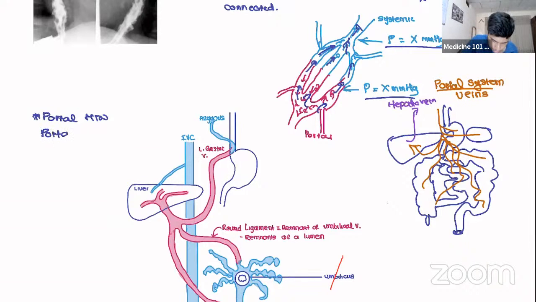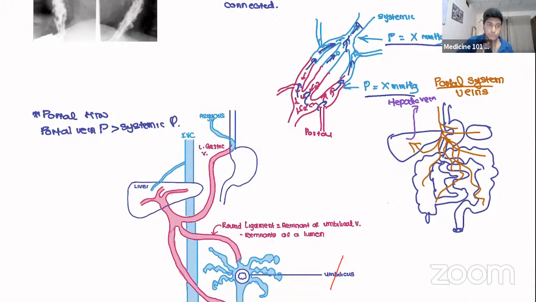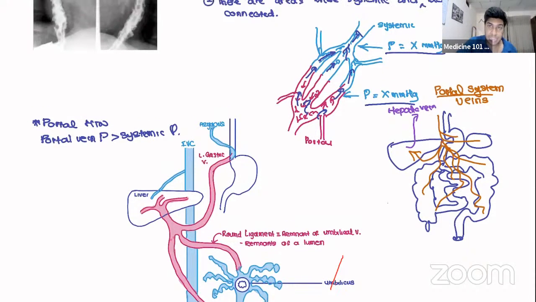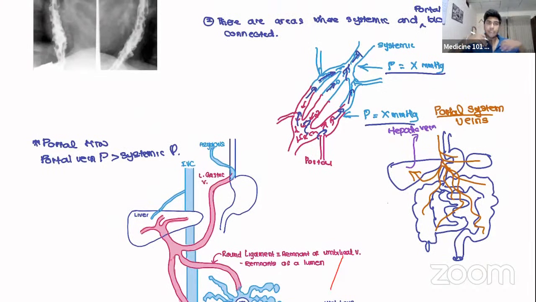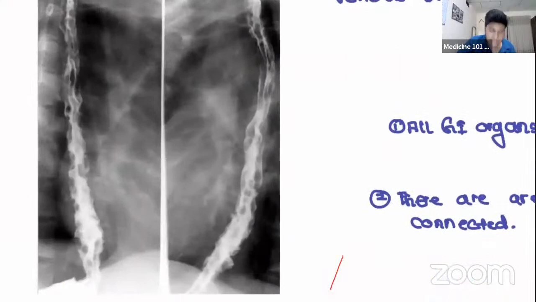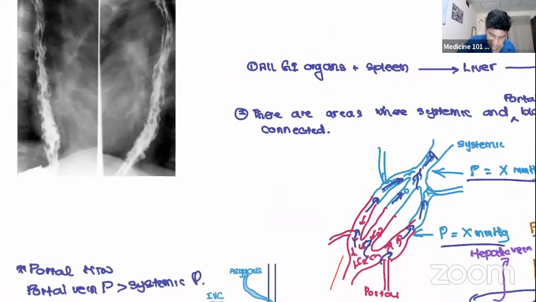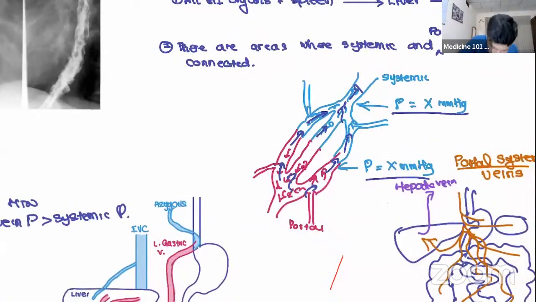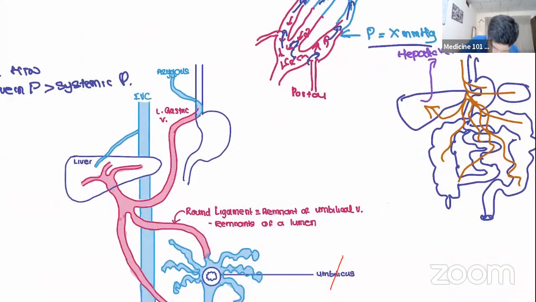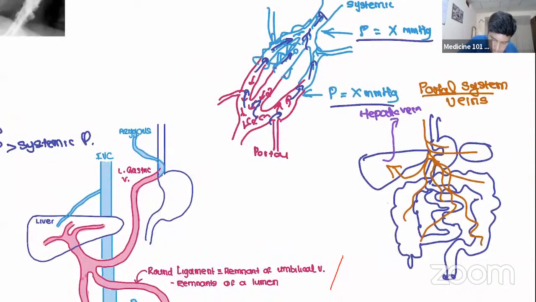Portal vein pressure will be greater than the systemic pressure. And that will cause something like varicose veins. Look at this here. This is due to portal hypertension affecting the regions of the esophagus. It will cause damage because these vessels will start to enlarge. All these vessels will start to enlarge.